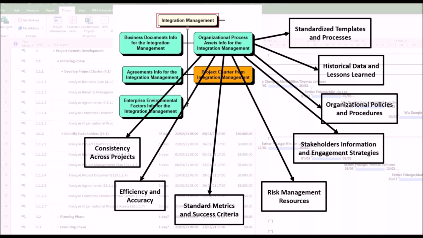In summary, organizational process assets are essential for project charter development because they provide the tools, templates, data, and knowledge needed to create a comprehensive and consistent charter. By leveraging organizational process assets, project managers can ensure the charter aligns with organizational standards, incorporates lessons learned, and sets the project up for success.